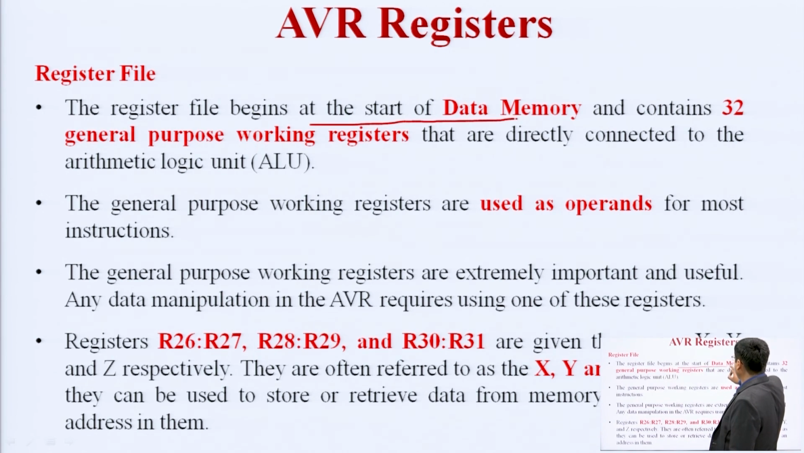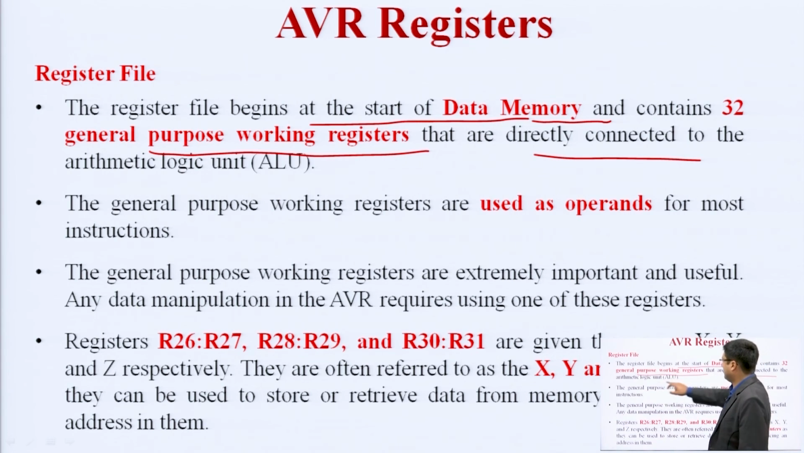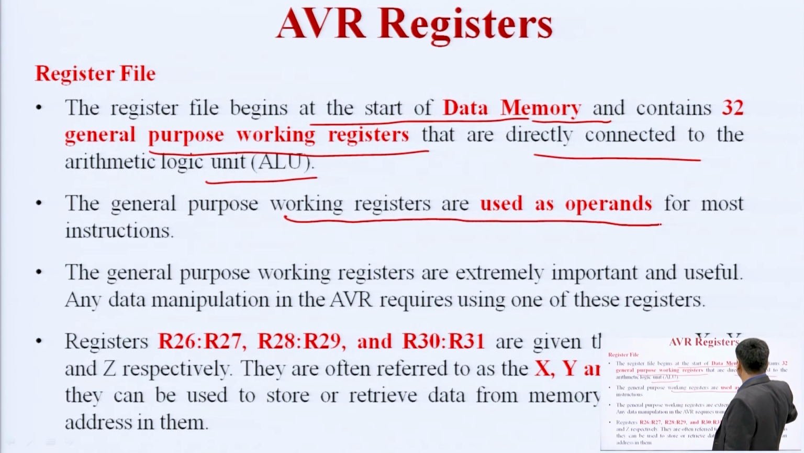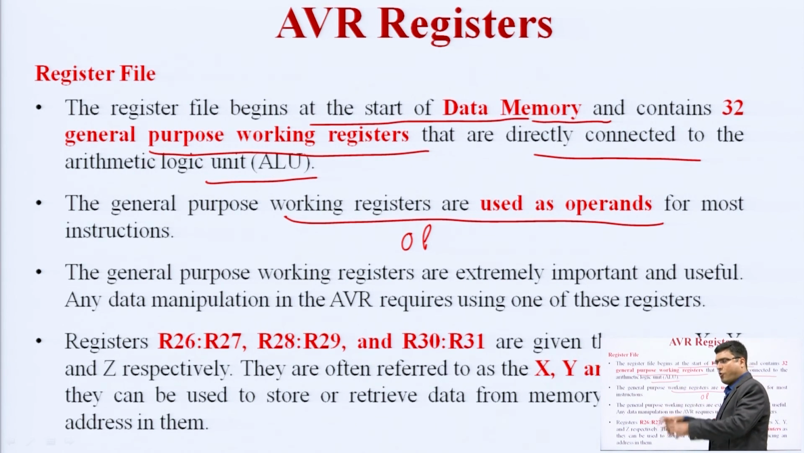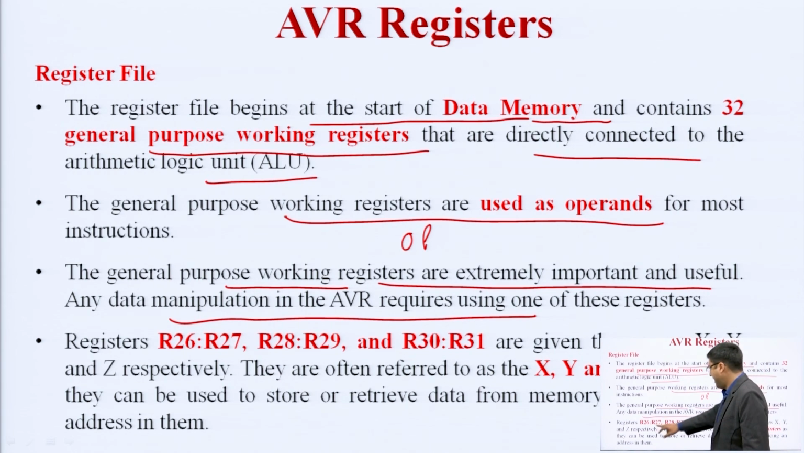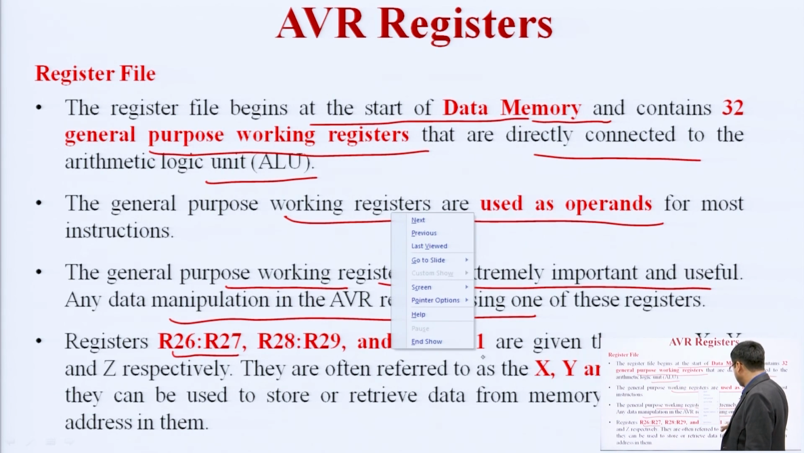The register file begins at the data memory and contains 32 general purpose registers that are directly connected to the ALU. Basically we have seen in our block diagram that the ALU gets the data from the general purpose registers. So they are used as operands. There are two kinds of things in an instruction: opcodes and operands. Opcodes means operational codes, which are the machine codes, and operands means what we are operating on. The general purpose working registers are extremely important and useful for any data manipulations in AVR.